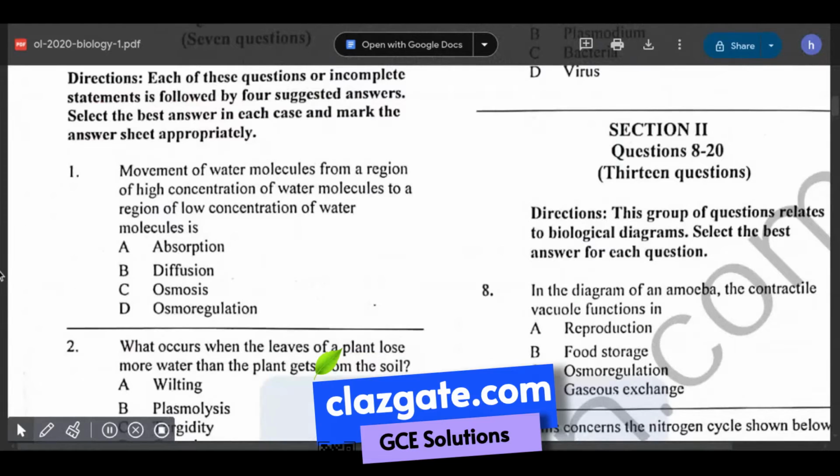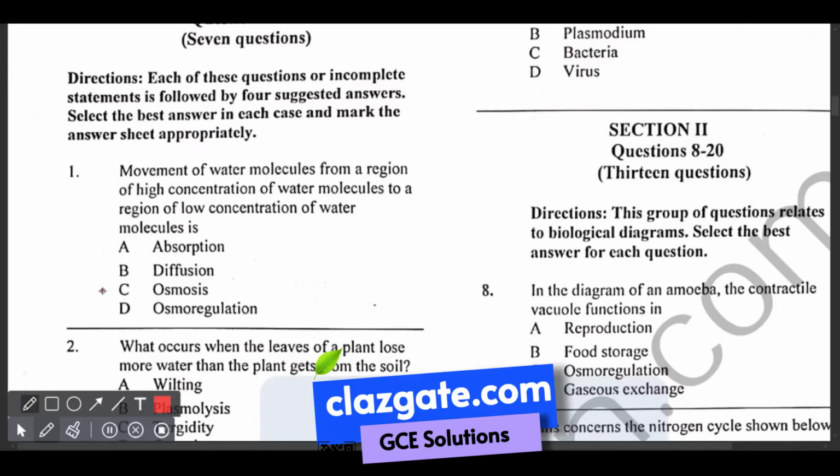Question number 1. The movement of water molecules from a region of high concentration of water molecules to a region of low concentration of water molecules is, we have A. Absorption, B. Diffusion, C. Osmosis, D. Osmoregulation. The correct answer is osmosis, because this is the definition of osmosis. Osmosis is the movement of water molecules from a region of high concentration to a region of low concentration through a semi-permeable membrane. So the correct answer is osmosis.